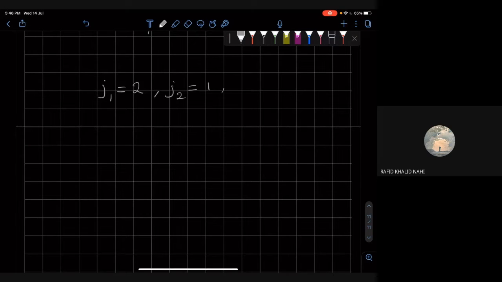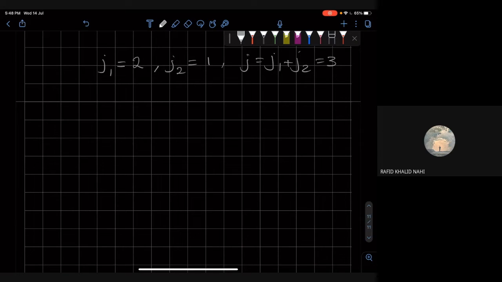Then what is J? J is going to be J1 plus J2, right? So it's going to be 3. So the highest angular momentum that we are going to get, okay, let me use a red color for that. That is going to give me J, right? And then I'm going to apply to it a lowering operator.